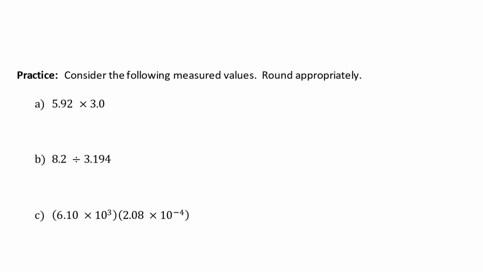Let's take them up. 5.92 times 3.0, 17.76. Here we have 3 significant figures. Here we have 2 significant figures. So we're going to round it off to the lowest number, 2 significant figures. Look to the one number to the right. This rounds off to 18.